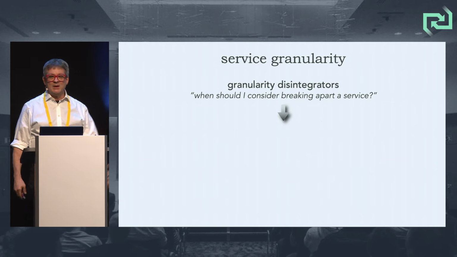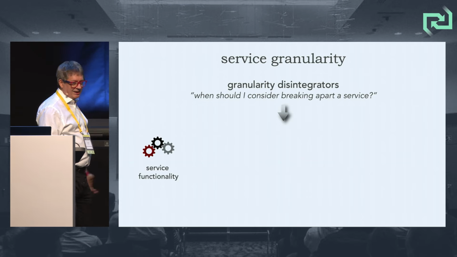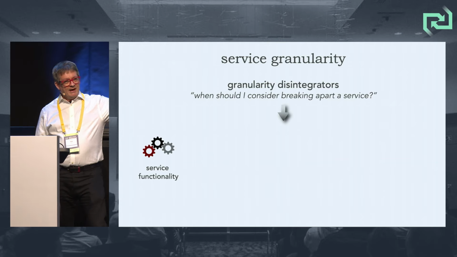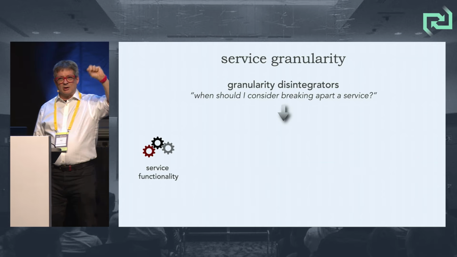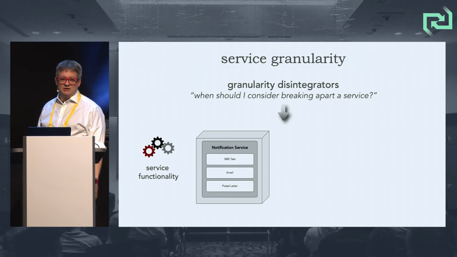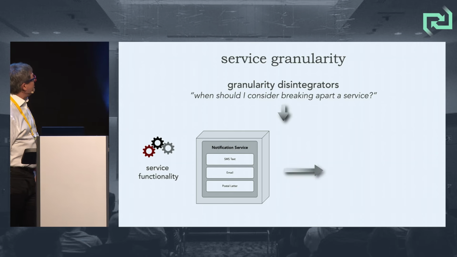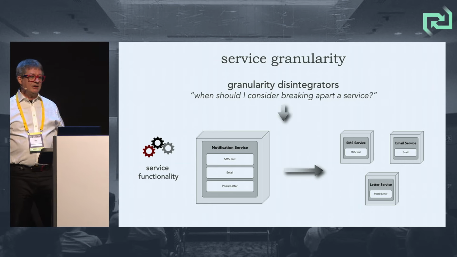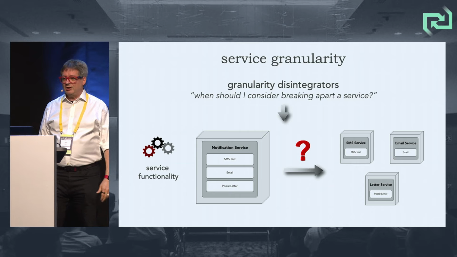So let's look at disintegrators. The first one of these is the obvious one, which is service functionality. This is what happens if you go crazy with the refactor extract method settings in your IDE and start breaking things down into smaller and smaller pieces. So the idea here is maybe we have a notification service that has text, email, and postal letter, and we decide by service functionality, okay, let's break that into 3 separate services. That seems like an appropriate level of granularity.